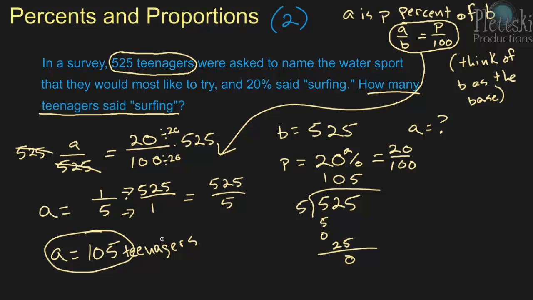And another way of asking this question would be, well, what is 20% of 525? Because that's really what we're finding here. Because it said 525 teenagers were asked, and 20% said surfing. So how many teenagers said surfing? So what is 20% of 525? And we found that it's 105.